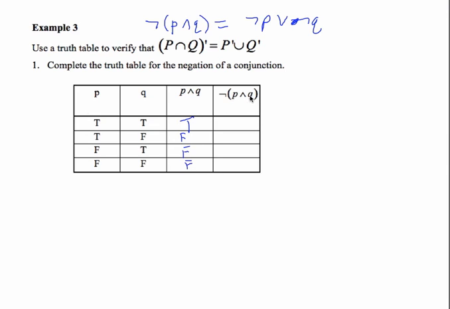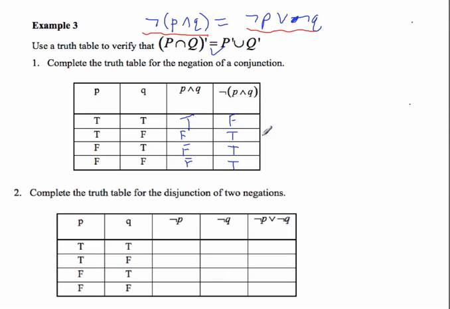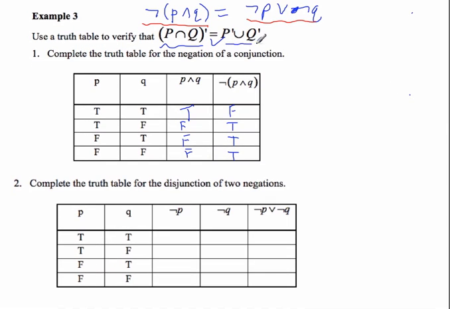And here we have not (P and Q). So basically just do the opposite of all these. If P and Q is true, then not (P and Q) is going to be false. And then true, true, true. So we've just shown here the truth values for the first part of our statement, not (P and Q). And then we're going to do this for the right hand side, for not P or not Q. We have it set up here with the truth table, and see what we can discover.